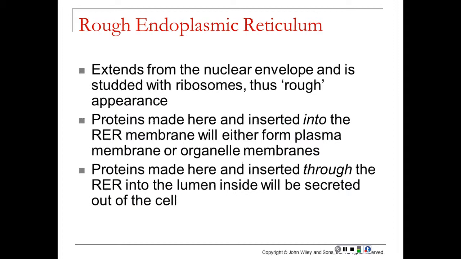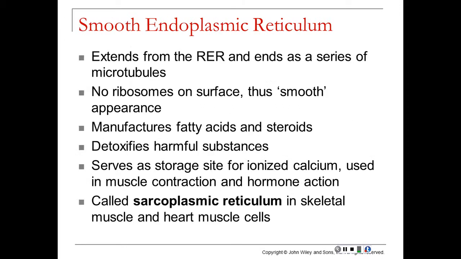The rough endoplasmic reticulum leaving that nuclear envelope is surrounded by those ribosomes, giving it its rough appearance. Proteins are made there. They're inserted into that rough ER membrane, and they can either go to the plasma membrane or to other organelle membranes. The proteins that are made there can then go through the rough ER and then can be secreted out of the cell.